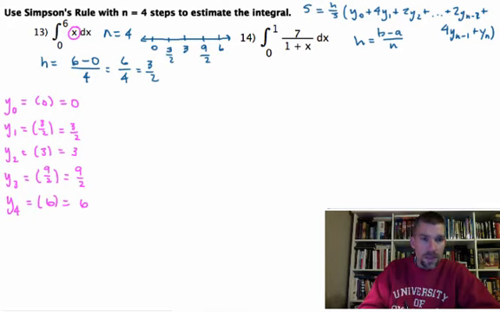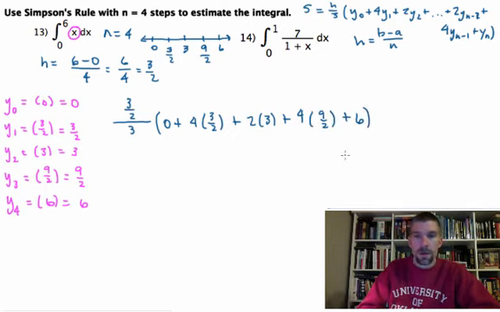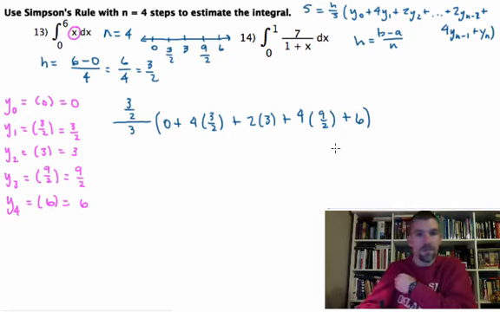Well, now I just create my Simpson's rule. I'm going to have 3 halves divided by 3 times 0 plus 4 times 3 halves plus 2 times 3 plus 4 times 9 halves plus 6. From here it's just a matter of cleaning it up and simplifying it down.